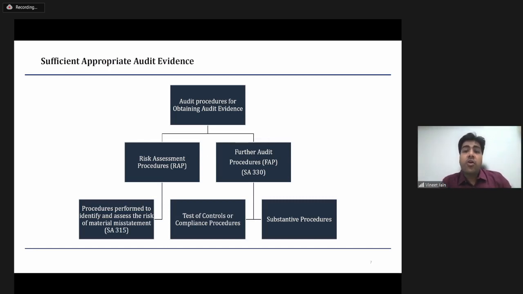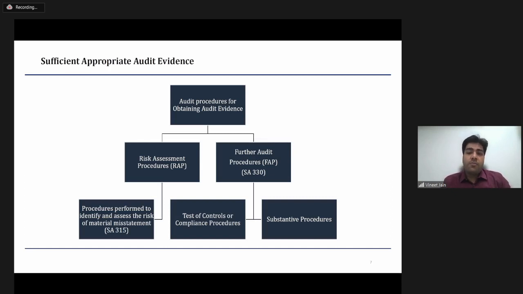Whereas further audit procedures are divided into two parts: test of controls or compliance procedures, and the second one is substantive procedures. Test of controls or compliance procedures are basically those procedures which are used to evaluate the existence, effectiveness, and continuity of the internal controls. Whatever internal controls are in place, test of controls help us to identify their existence, their effectiveness, and their continuity.